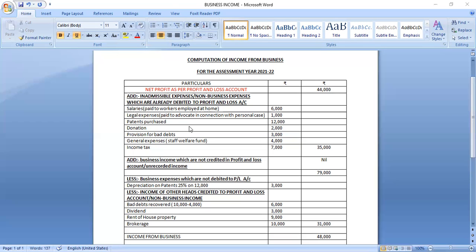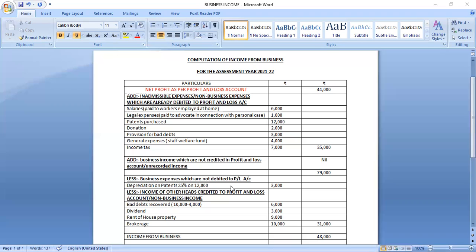Nothing is there in the problem. Nothing is mentioned about unrecorded income. So we take it as nil. This is step 2. In step 1, we took expenses debited in the P&L account that are not concerned with the business. Step 2, income which is not recorded in the P&L account. Nothing is there.